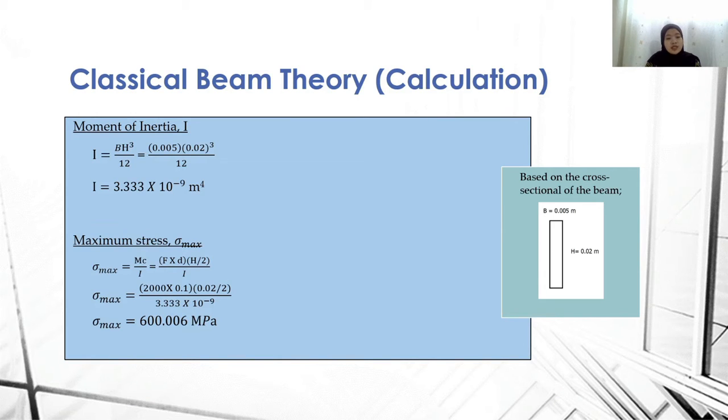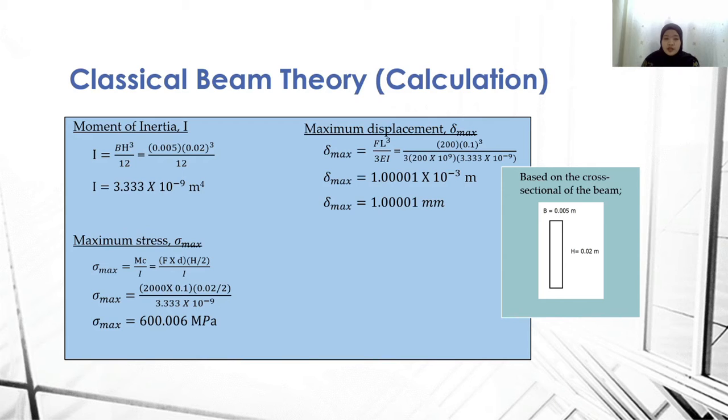Maximum stress by using the formula, maximum stress equals MC over I, where M is equivalent to force times length of the beam, and C is the height over 2. Substituting all the values, we get a maximum stress of 600.006 megapascal.